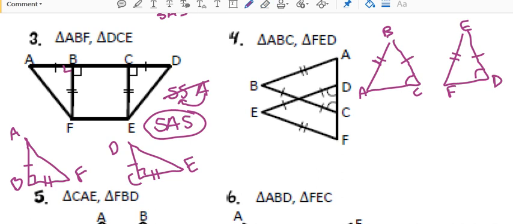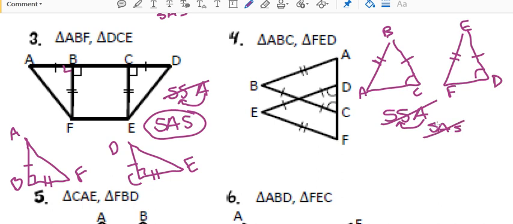So when I go to look at this, what they've given us is two congruent sides and an angle. We know that theorem doesn't exist. So I want to see, is this side angle side? If it is, the angle has to be included. Well, this angle here is not an included angle. This would be the included angle. This is also not an included angle. It would be here.